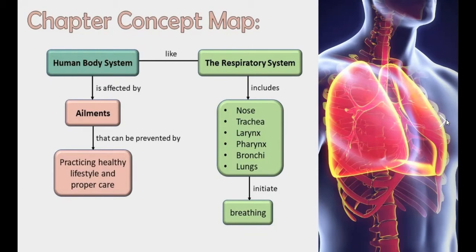You will also discover the different parts of these systems and the specific function each part performs. Moreover, you will also learn the common respiratory ailments and disorders and why you need proper care. We'll start first by talking about the chapter concept map. Now, the human body system is affected by ailments in the respiratory system that can be prevented by practicing a healthy lifestyle and proper care. The respiratory system includes the nose, trachea, larynx, pharynx, bronchi, and the lungs, which initiate breathing.